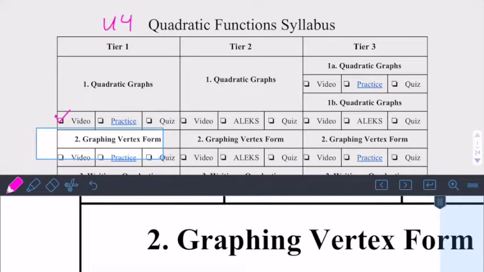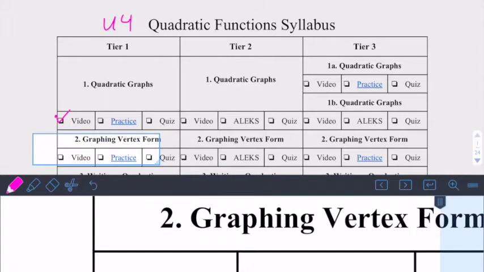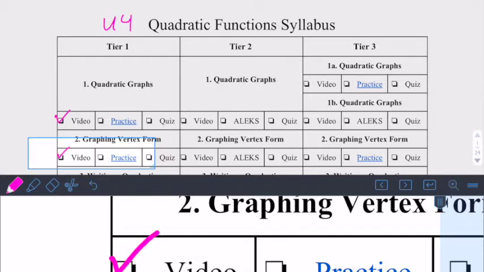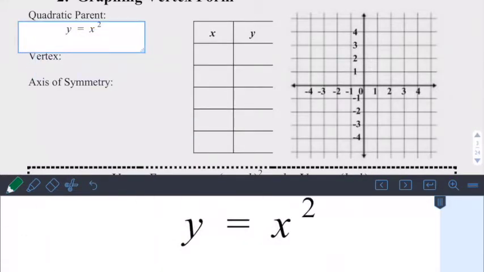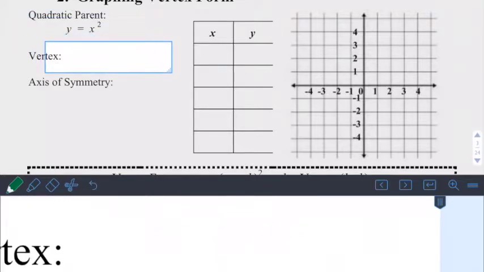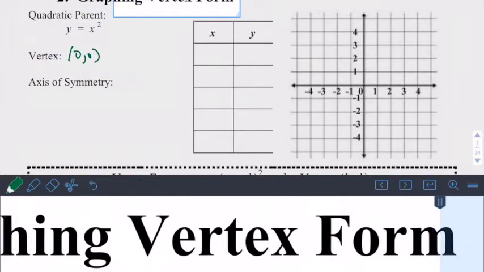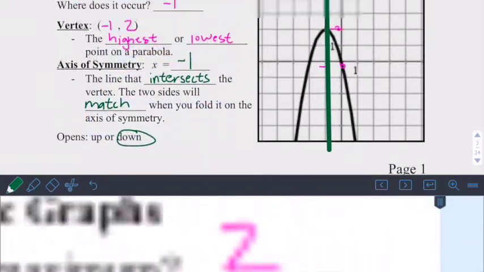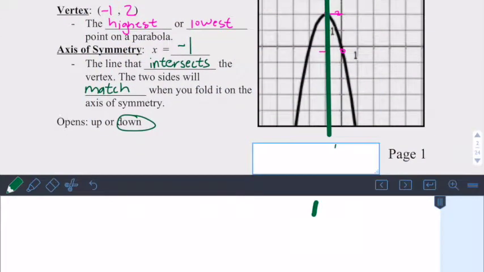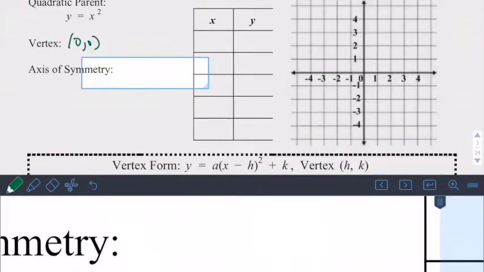This is lesson 2 from tier 1, graphing vertex form. So when I graph this vertex form, this is my parent function. And if you remember in the absolute value chapter, the parent function has a vertex at 0, 0. And as we know, the axis of symmetry goes through the vertex from my last page, right? So my axis of symmetry is going to go through x equals 0.